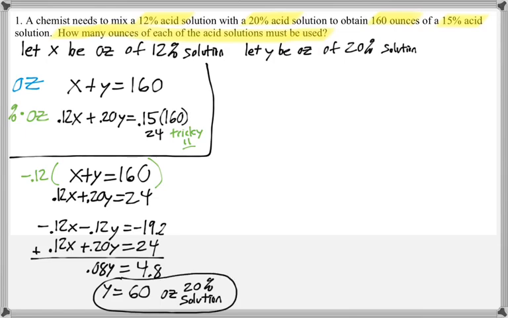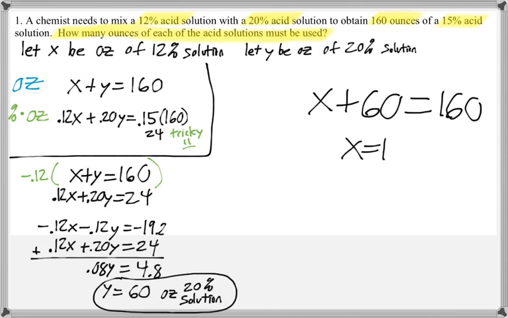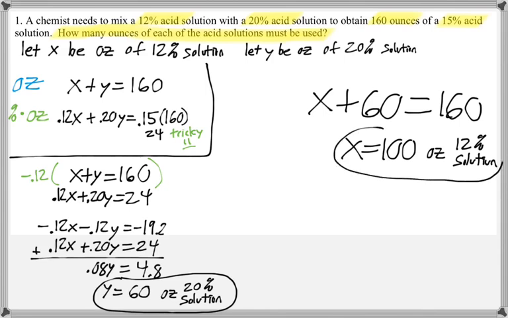So then to get the x, if you just look at the original equation, x plus y is equal to 160, x plus 60 is equal to 160, which means if you subtract 60, x is going to be equal to 100. So that's 100 ounces of the 12% solution. And that'll be your answer.